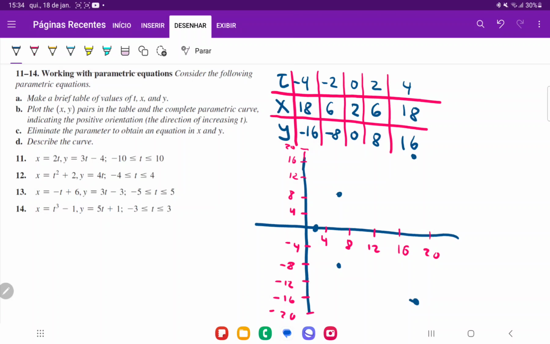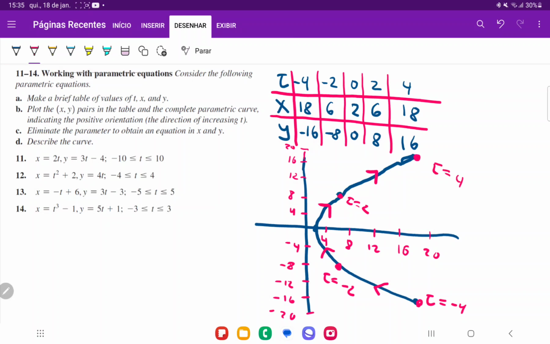And we can see that this is the direction of our curve. It's kind of this parabola-shaped curve that opens up to the side. And the direction that we're going is in this direction here. And I'm just going to label that this is the point when t is equal to -4. This one over here is when t is equal to -2. When t is equal to 2, and this is when t is equal to 4. So we can see the direction that this curve travels. So we did item A, we did item B, which is up here.